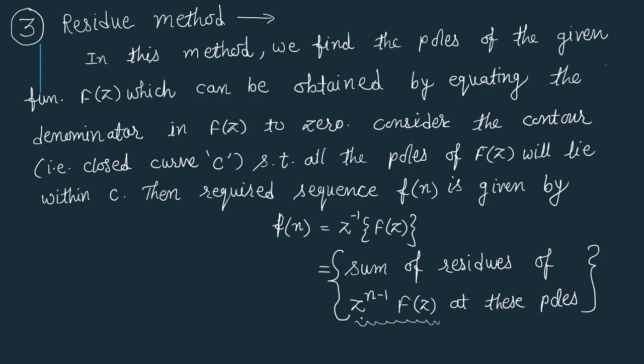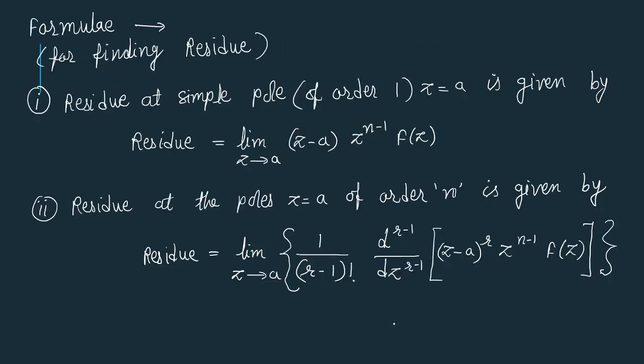In the residue theorem, the function F of z is given, but here we consider the z to the power n minus 1 F of z term. This is the most important point here. Now, how do we find the residues?